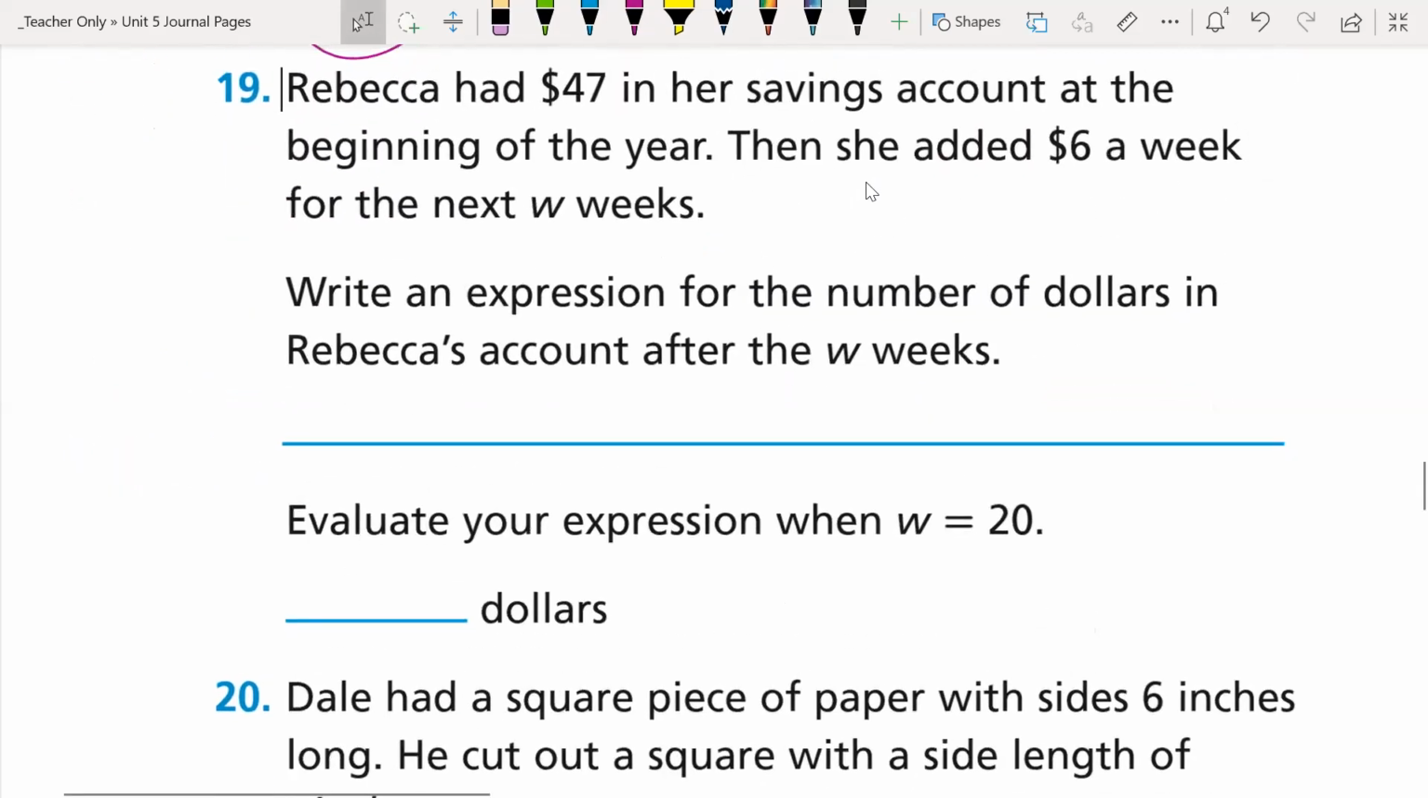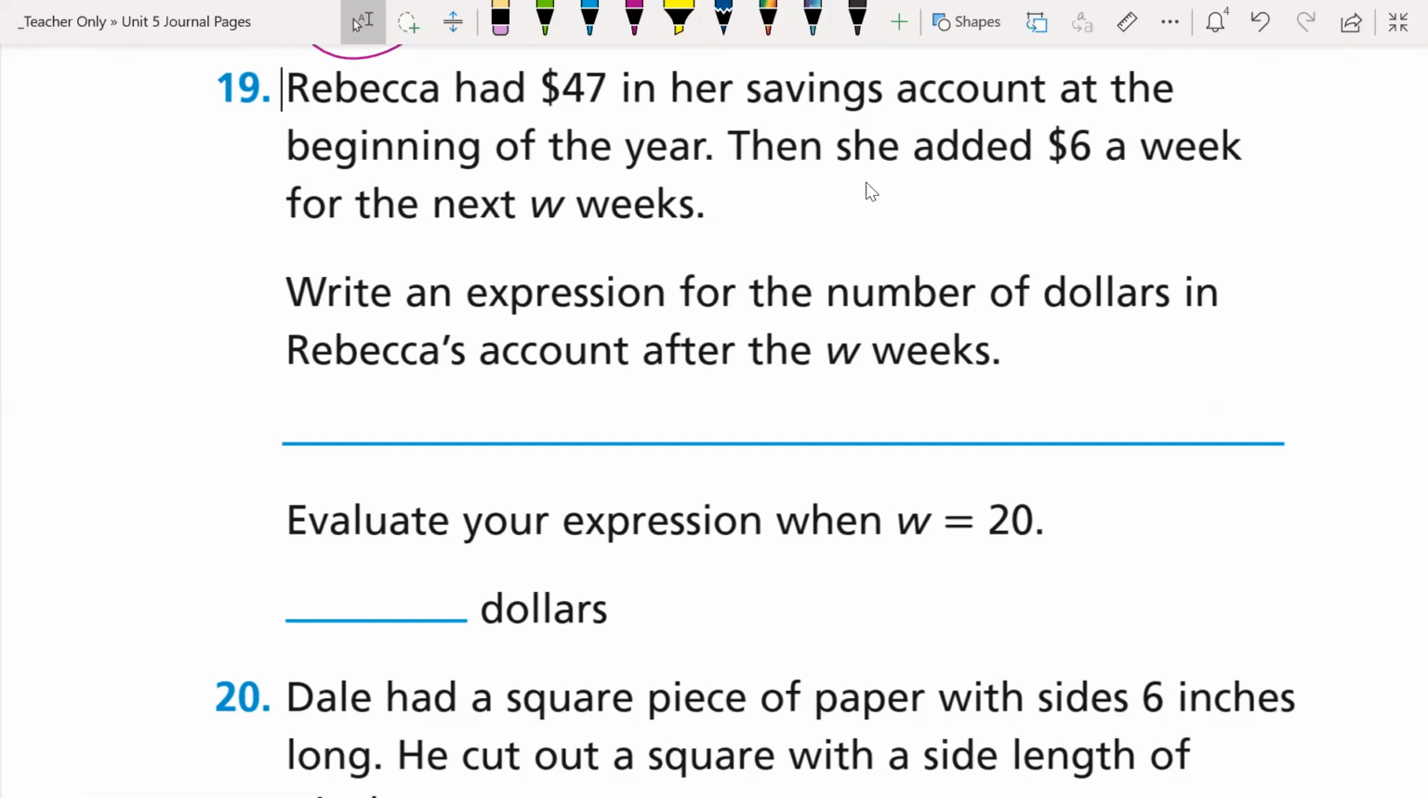Okay, number 19. Rebecca had $47 in her savings account at the beginning of the year. Then she added $6 a week for the next W weeks. We don't know how many weeks. Write an expression for the number of dollars in Rebecca's account after W weeks. So this is really useful in real life because when we're predicting a budget or how much we're going to make, we can actually use this interchangeably. And so we can say, oh, what will happen if we use this in 6 weeks? Or what will happen if we do this in 9 weeks, you know?